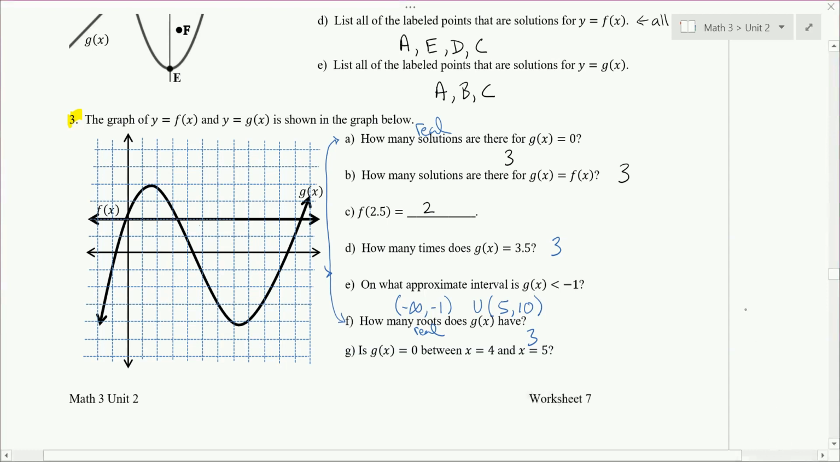And last one, part G asks, is g of x equals 0 between x equals 4 and x equals 5? In other words, is g crossing the x-axis, because that x-axis is height 0, between 4 and 5? Well, let's find out. 1, 2, 3, 4. Here's 4. Here's 5. And we see that it is crossing the x-axis between 4 and 5, so we say yes.